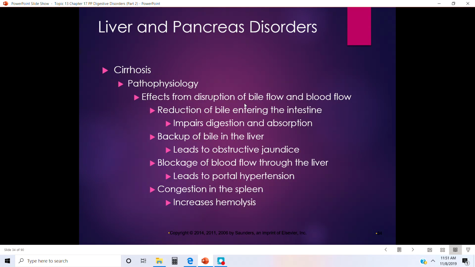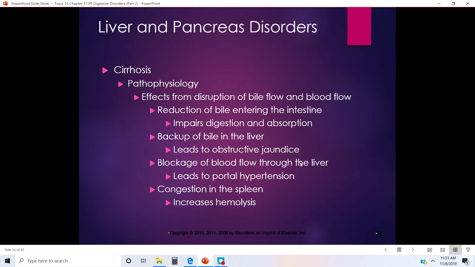I have some more, but these are related to the disruption of the blood flow and the bile in the liver. Right, so these are some of the effects that we're going to see here. There's going to be reduced amounts of bile entering the small intestine. So we need bile to break down fats, right? It does emulsification of fats. So we're going to see impaired digestion and absorption. There'll be a backup of bile in the liver. That's going to lead to something known as obstructive jaundice, right? So here the individual now will start to have a yellow appearance, right? The eyes, the sclera of the eyes, the mucous membranes, the skin.